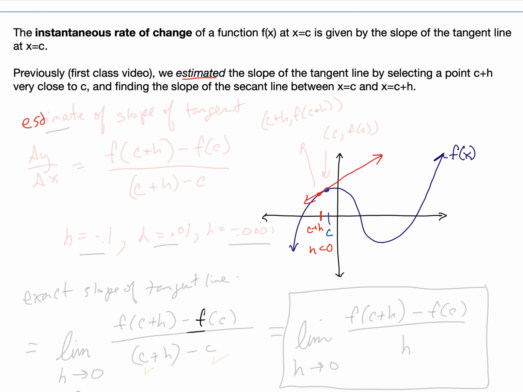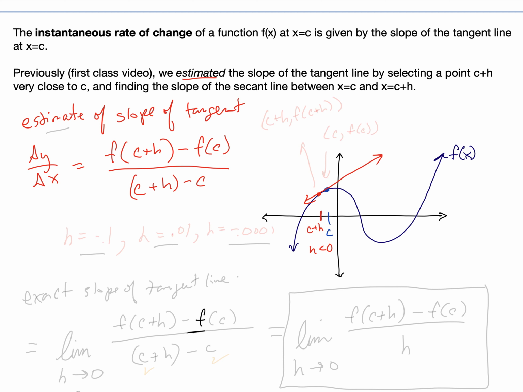So our estimate of the slope of the tangent is given by, again, the change in y over the change in x. And so that's f of c plus h minus f of c, divided by c plus h minus c. We can do them in either order.